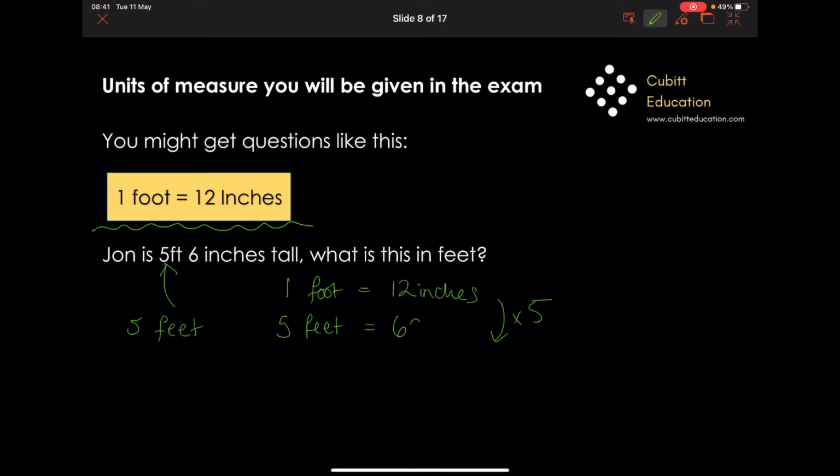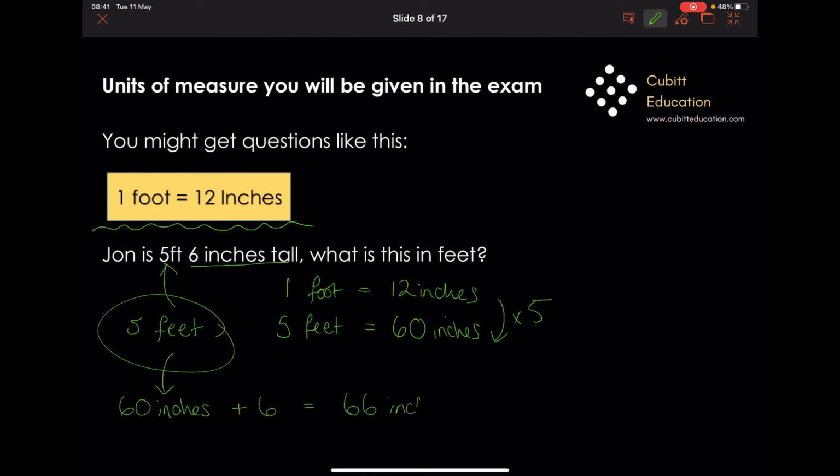12 times 5 is 60. So I already know that this section, this 5 feet section, is 60 inches. It actually says he's 5 foot 6 inches tall. So we just need to add 6 to this. And in total, he is 66 inches tall. Okay. If you wanted to use the conversion chart, you still wouldn't need to use it for the 6 inches section. You just need to use it for the 5 feet bit.